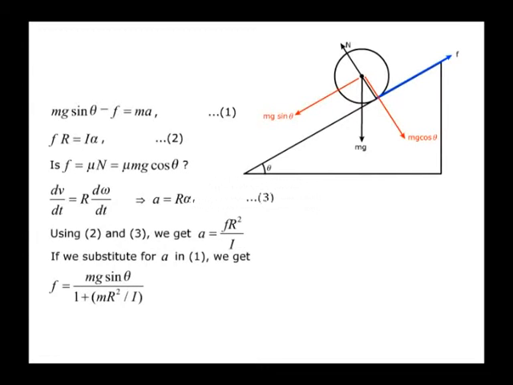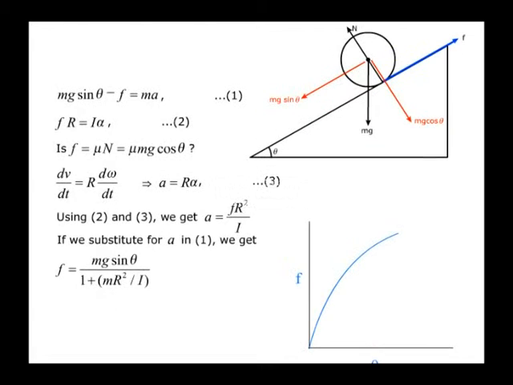Since the cylinder is rolling down the plane, the linear velocity v is equal to r omega. And since both v and omega are varying with time, we can write dv by dt equal to r times d omega by dt, which means that the linear acceleration a is equal to r times the angular acceleration alpha. And therefore, using the results at 2 and 3, we get a equal to f r square upon I, and if we substitute for a in result 1, we get f equal to mg sine theta whole divided by 1 plus mr square divided by I.